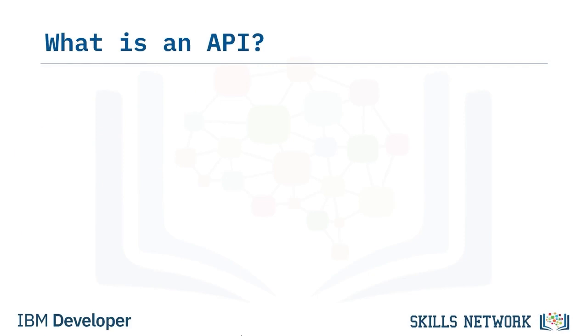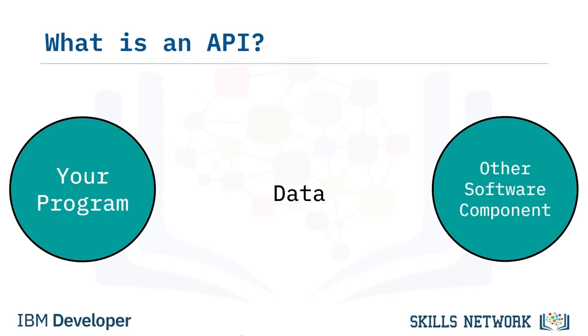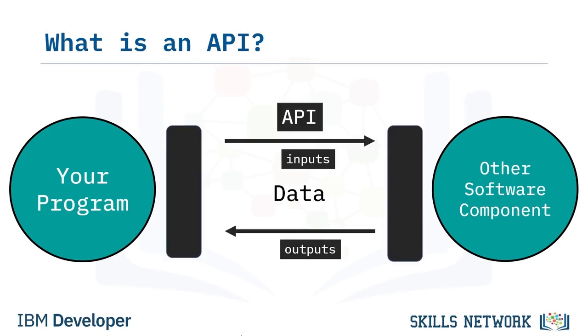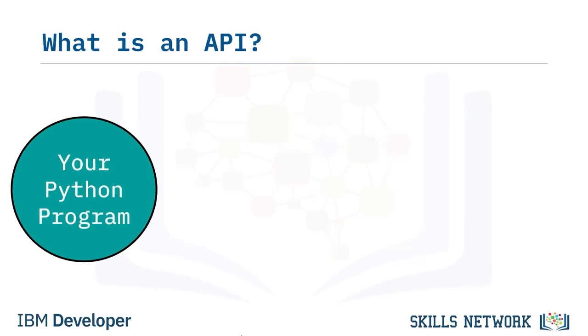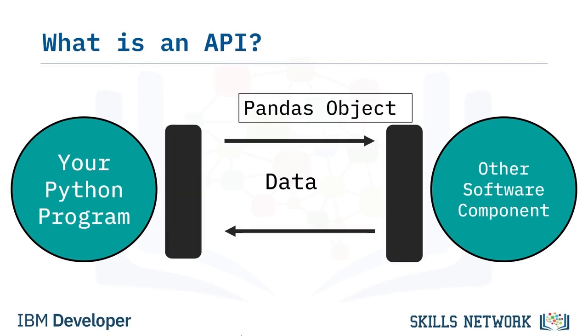For example, you have your program, you have some data, and you have other software components. You use the API to communicate with other software via inputs and outputs. Just like a function, you don't have to know how the API works, just its inputs and outputs. Pandas is actually a set of software components, much of which are not even written in Python. You have some data, you have a set of software components. We use the Pandas API to process the data by communicating with the other software components.